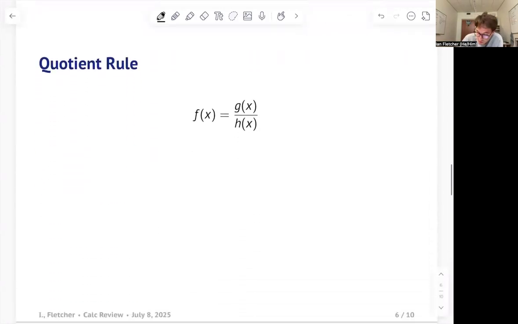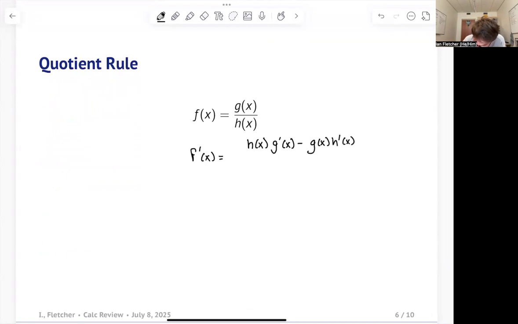Similarly, we have the quotient rule. If we take f prime of x using the quotient rule, we take the bottom function times the derivative of the top, minus the top function times the derivative of the bottom, all over the bottom squared. Low d high minus high d low, all over low squared.